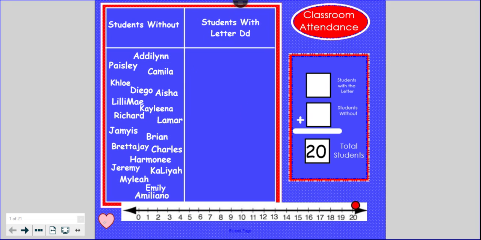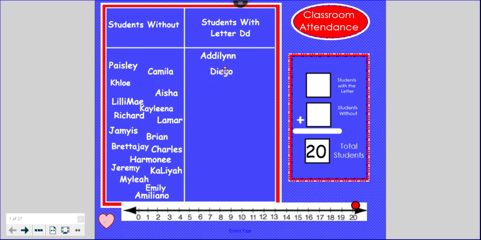Let's first start by making our number sentence today and sorting our friends' names by friends that have the letter D in their name and friends that do not, a capital or a lowercase d. So let's take a look at all of our friends' names. I see that Adeline has two lowercase d's in her name.